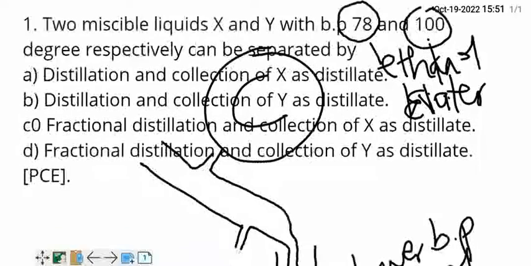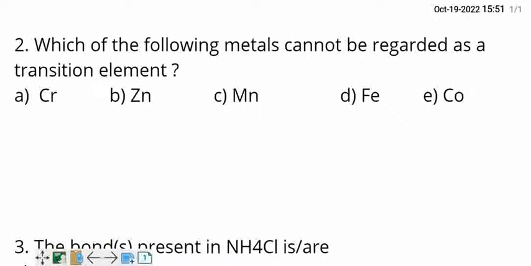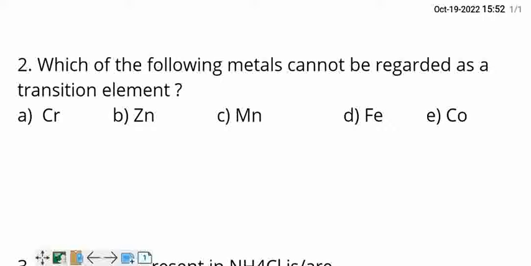I go on to question 2. In question 2, which of the following metals cannot be regarded as a transition element? If you look at all this, we have chromium, we have zinc, we have manganese, we have iron, we have cobalt. Which of them is not going to be regarded as a transition element? The answer to this question is actually there. If you're wondering, the answer is zinc. Zinc cannot be regarded as a transition element.